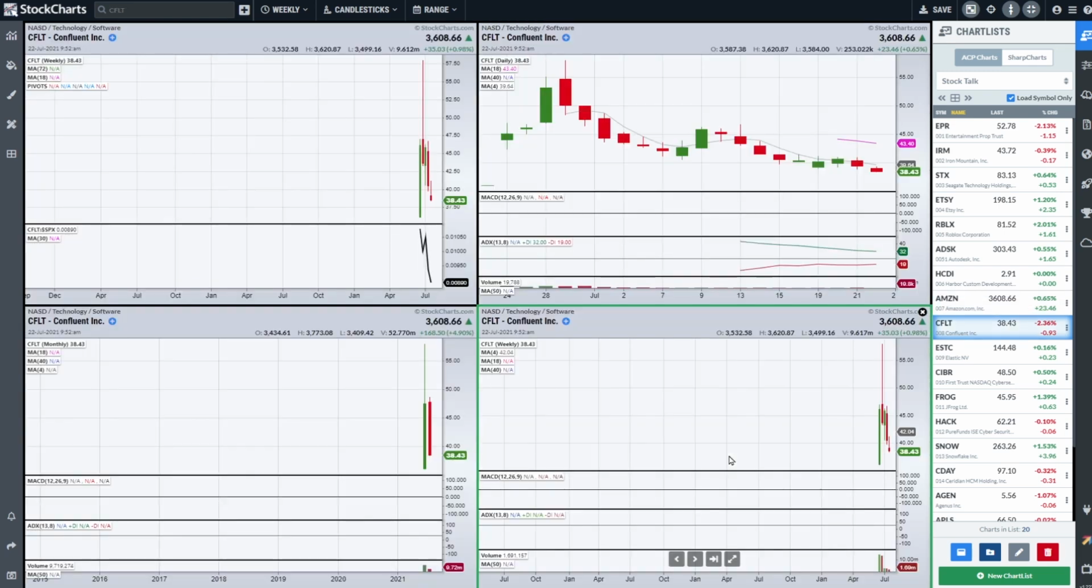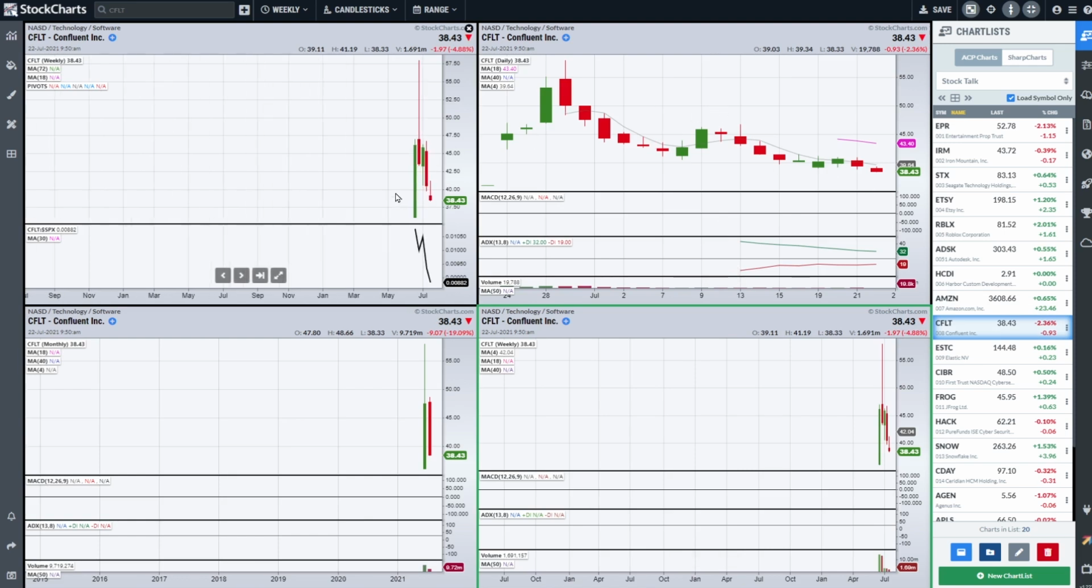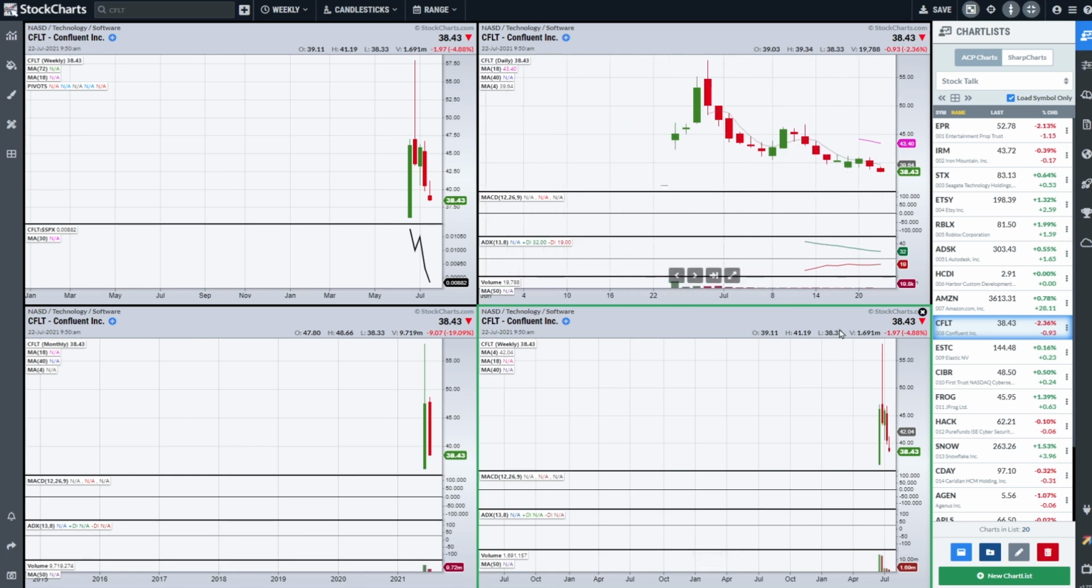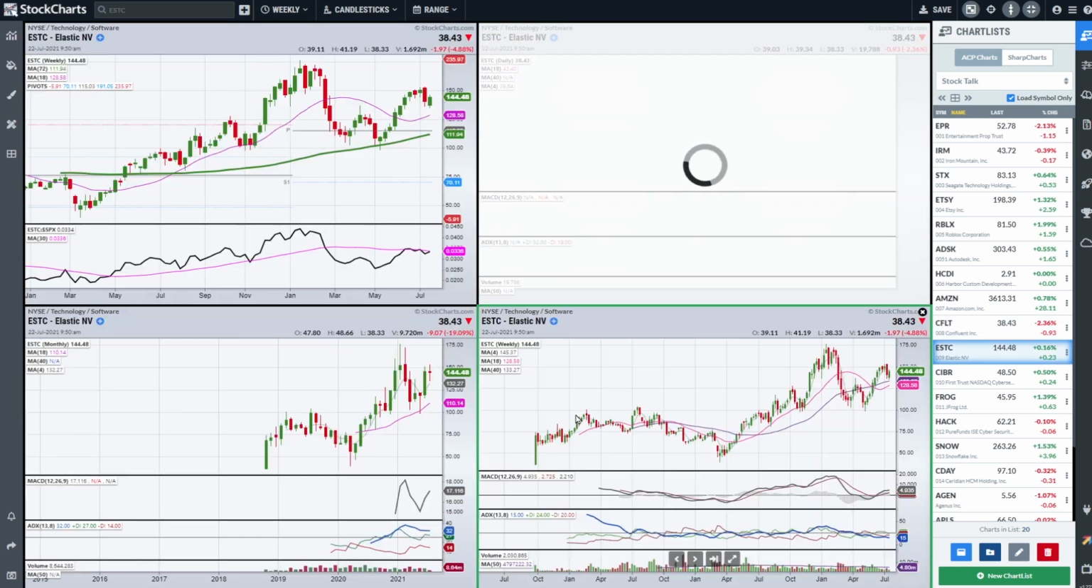Let's look at CFLT. Not a lot of history here. So we've made a lower high and a lower low. I wanted to point out to you that if you're sending in symbols, the only reason why I'm bringing this up is that I don't have enough history here to give you a good analysis. I can see where the lows and the highs are, but anyone can do that. So for the most part, if someone sends in a symbol that doesn't have enough history, I probably won't include it. So just wanted to make mention of that.